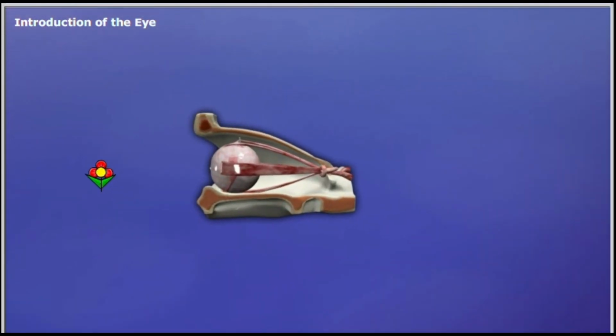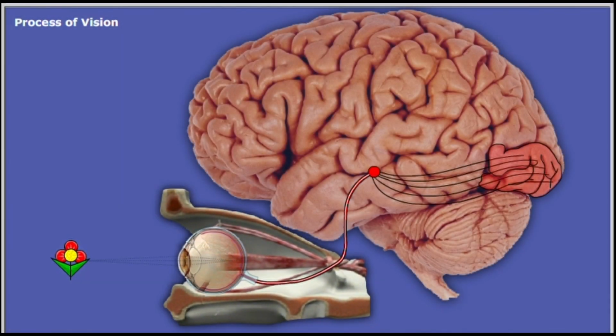Light from the object of regard enters the eye, passes through all the structures in a straight axis, and forms an inverted image of the object when it falls on the back part of the eye, called the retina, equivalent to a camera film. The retina converts the light image into electrophysiological impulses and transmits it to the brain, where the image is interpreted. This is called the process of vision.